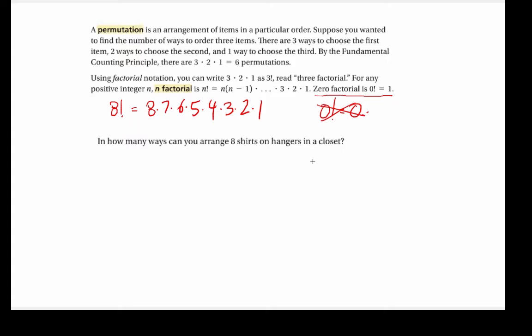Okay, so a problem here: in how many ways can you arrange 8 shirts on hangers in a closet? So we're taking 8 shirts and we're going to put them in order in a closet. And you see the word arrange. So we know this is what's called a permutation. And this is a basic permutation. So we just have to figure out 8 factorial. And I just wrote above what 8 factorial looks like. If I go ahead and calculate 8 factorial, I get 40,320.